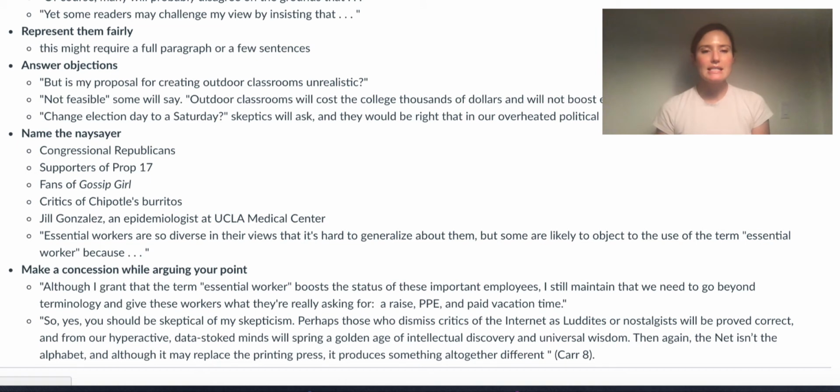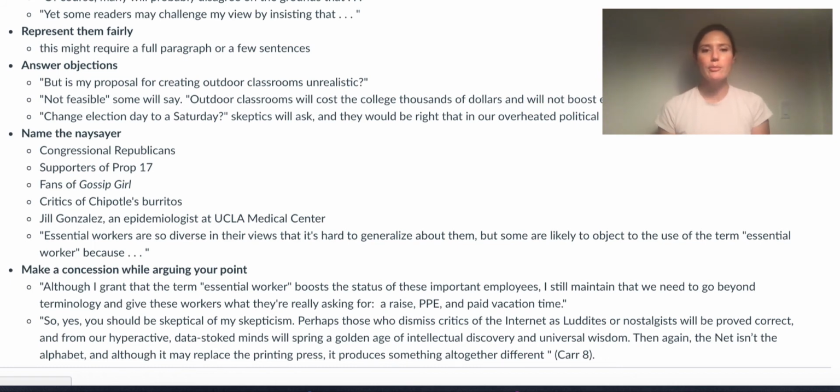So you might say something like, essential workers are so diverse in their views that it's hard to generalize about them, but some are likely to object on these grounds. So that way you're naming your naysayer, but if your naysayer is a group of people, in this case essential workers, it's important to grant that they're not all going to think exactly the same way. It just makes you seem more reasonable as a writer.